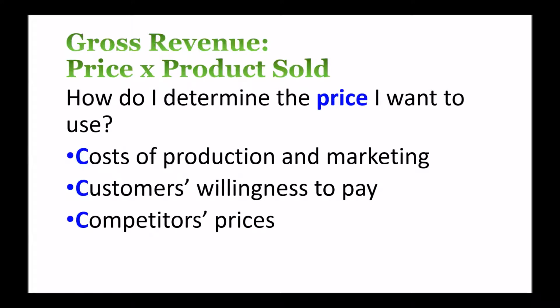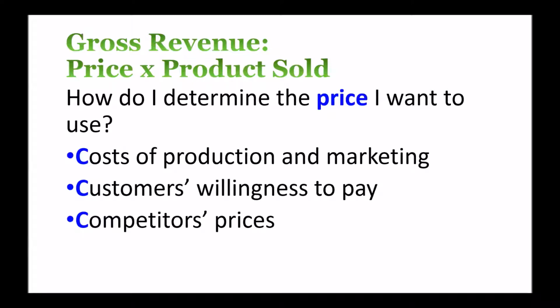There are two components that we need to look at when building enterprise budgets: gross revenue and cost. Gross revenue is simply product sold times price. Let's look at the price component of gross revenue. So, how do I determine the price I want to use when building my enterprise budget?